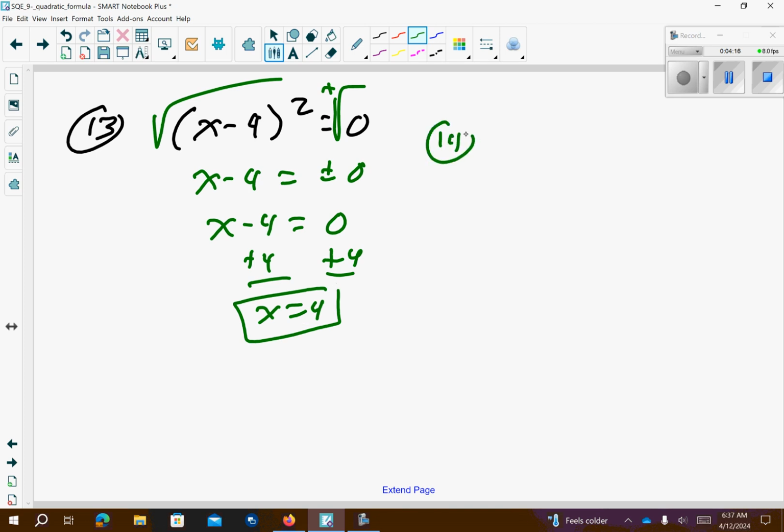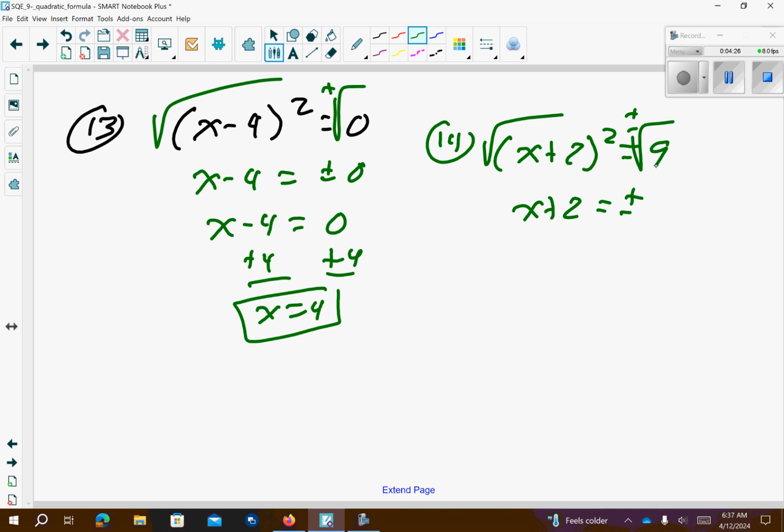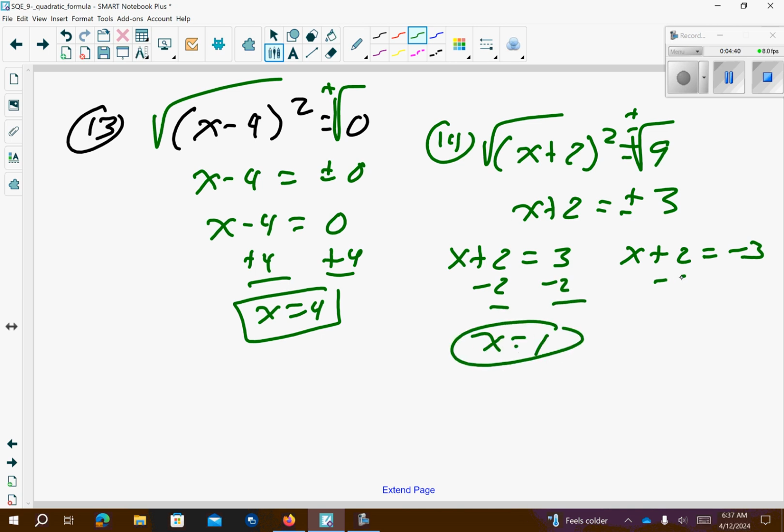Number 14, we have x squared plus 2, quantity squared equals 9. Let's take the square root of both sides. Don't forget the plus minus. Square root of 9 is 3. Break this into two problems. Notice I have a positive 3 and a negative 3. Subtract 2. X equals 1. There's one answer. Subtract 2. X equals negative 5. There's your second answer.